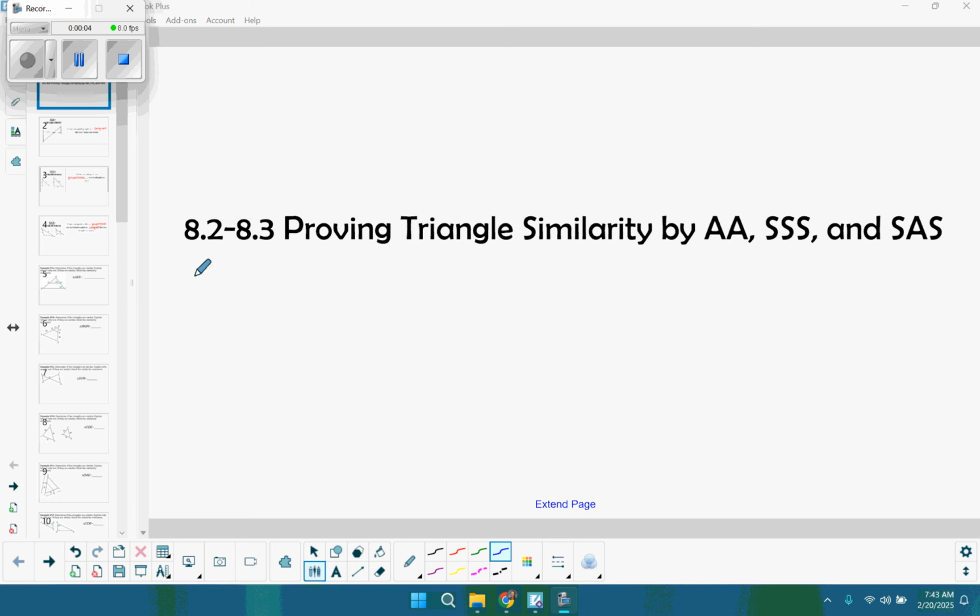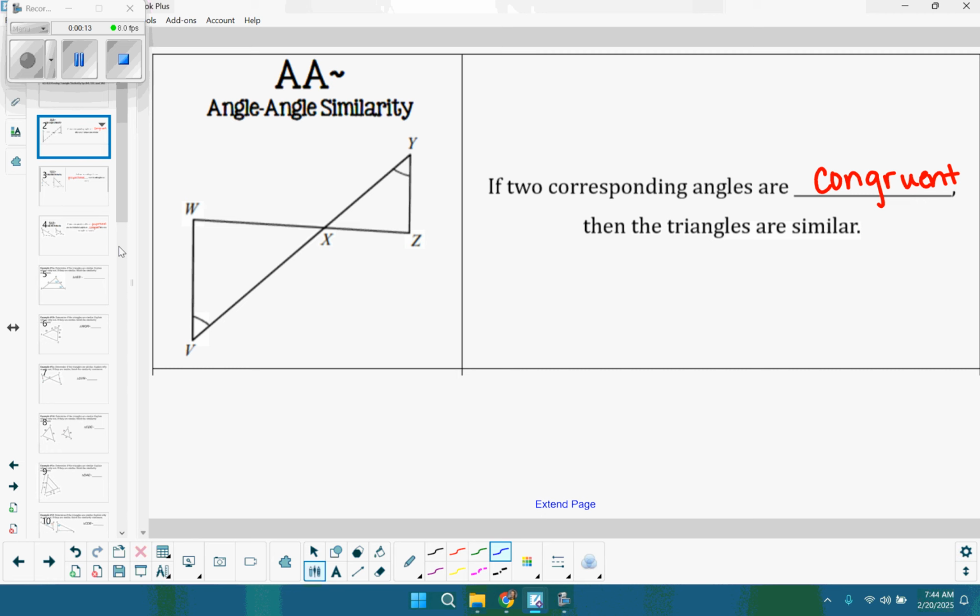This is lessons 8.2 and 8.3. We're going to be proving triangle similarity by 3 shortcuts. The first shortcut is AA, or angle similarity. And that's if two corresponding angles are congruent, then the triangles are similar.